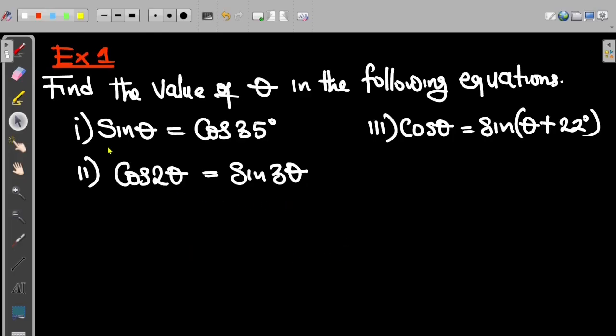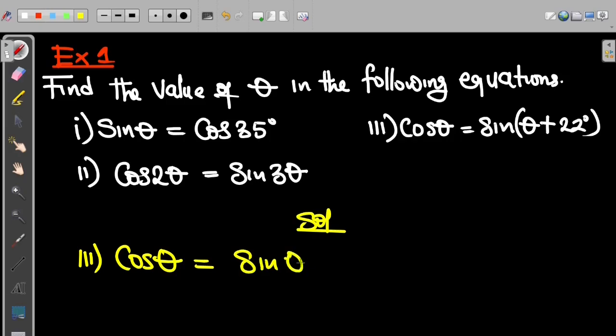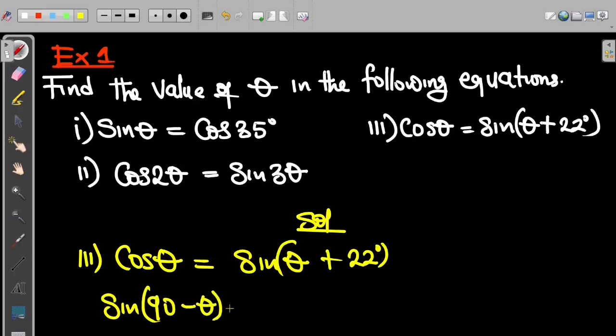Now for III, we have that cos theta is equal to sine theta plus 22 degrees. So at this point, we will replace cos theta with sine 90 minus theta. So we have that sine 90 minus theta will be equal to sine theta plus 22 degrees.